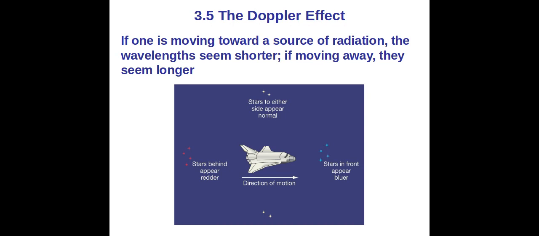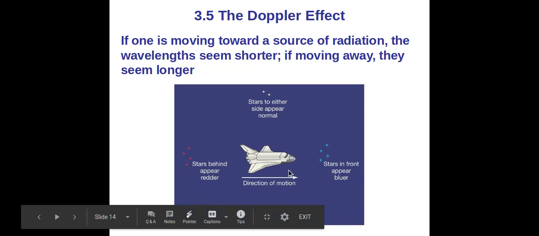So this is just the visible light part. This is what's called a red shift if you're going away, or the blue shift if you're going towards. Then this is really, really important. Actually, we're going to talk a little bit about it later.